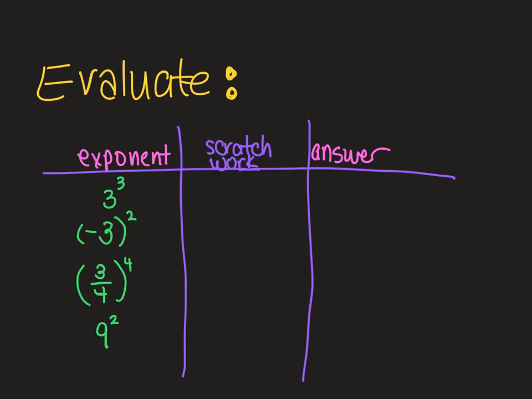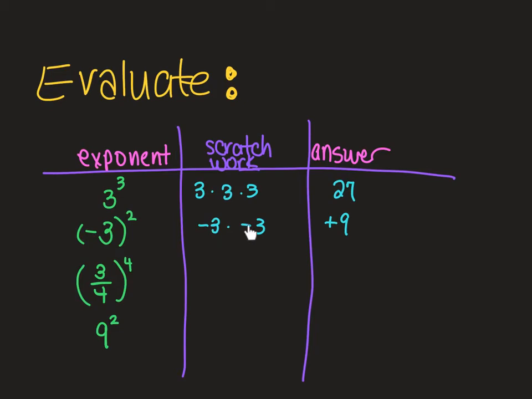3 to the 3rd. What does that mean? It means 3 times 3 times 3. 3 times 3 is 9. 9 times 3 is 27. The next question, -3 is inside the parentheses, so I have 2 -3's. -3 twice. 2 negatives make a positive. 3 times 3 is 9.